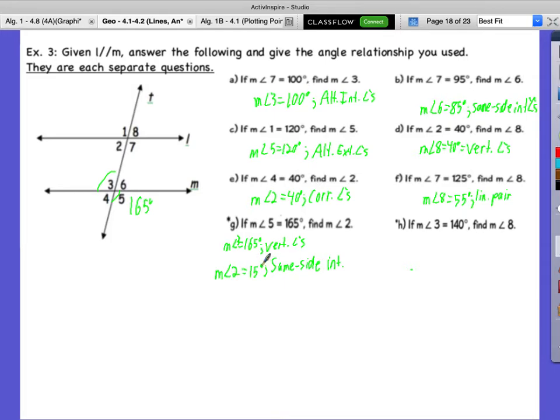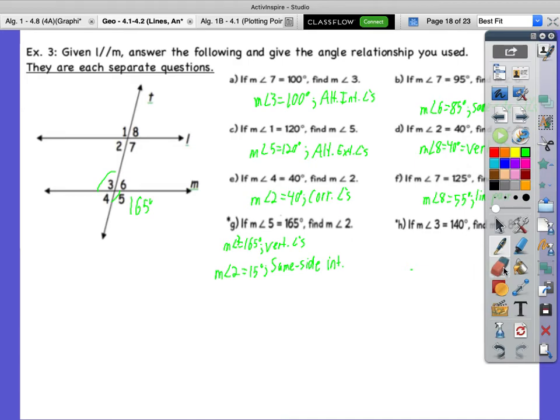Very good. Okay. We have to go through a third angle. We have to do 2 steps on that one. And there's no way to get straight from 5 to 2. You have to do 2 steps. There's no angle relationship there. Okay. The same thing is true for H, angles 3 and 8. There's no angle relationship there.